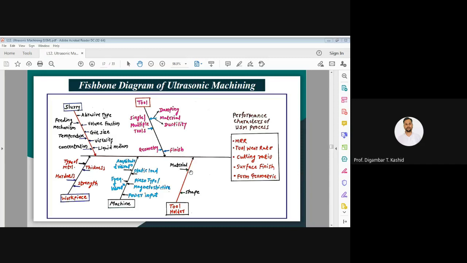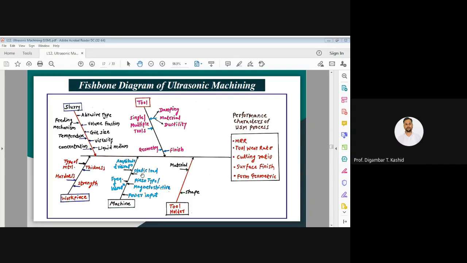So we should know this. Now this diagram, I have drawn it, this is my handwritten diagram. You will get this diagram in the Advanced Machining Processes NPTEL course by Vijay Jain.